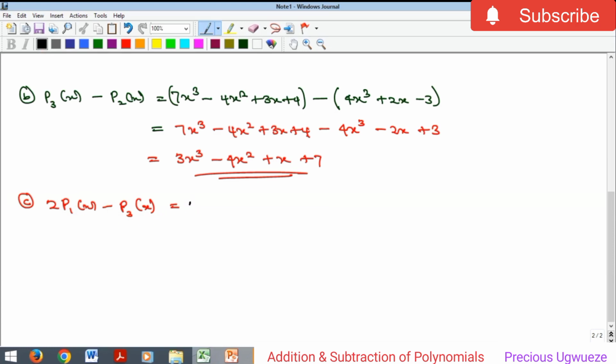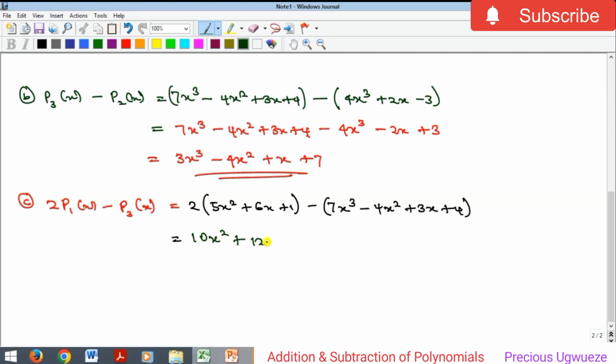So that's going to give us where our p1 is equal to 5x squared plus 6x plus 1, and that's minus our p3, which is equal to 7x cubed minus 4x squared plus 3x plus 4. Remember, there's a negative sign here. Okay, so I can choose now to open this bracket, which is going to give me 10x squared plus 12x plus 2.